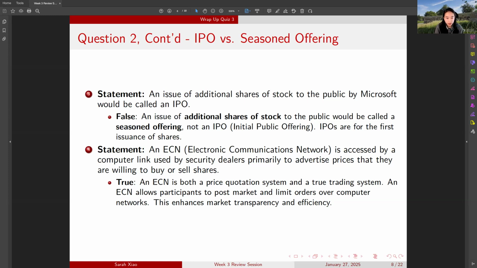Okay, so the last statement: an electronic communications network is accessed by a computer link used by security dealers primarily to advertise prices that they are willing to buy or sell shares. This is one of the functions of the ECN, which is price quotation. One thing to know is that an ECN is both a price quotation system and a true trading system. An ECN allows participants to post market and limit orders over computer networks. This will enhance market transparency and efficiency. So this statement is correct.